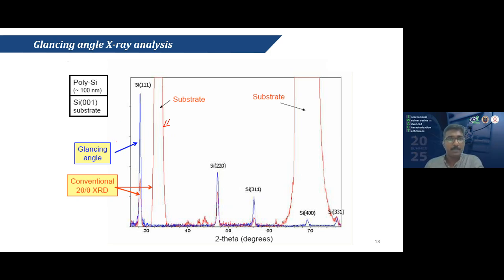We can see that in the case of normal XRD, the intensity of the peak from the substrate is very large, and in the red spectrum, the peak intensity from the sample is very low. Whereas in the case of glancing incidence, we cannot see any substrate peak, and also the intensity of the sample peak has increased in glancing incidence XRD.